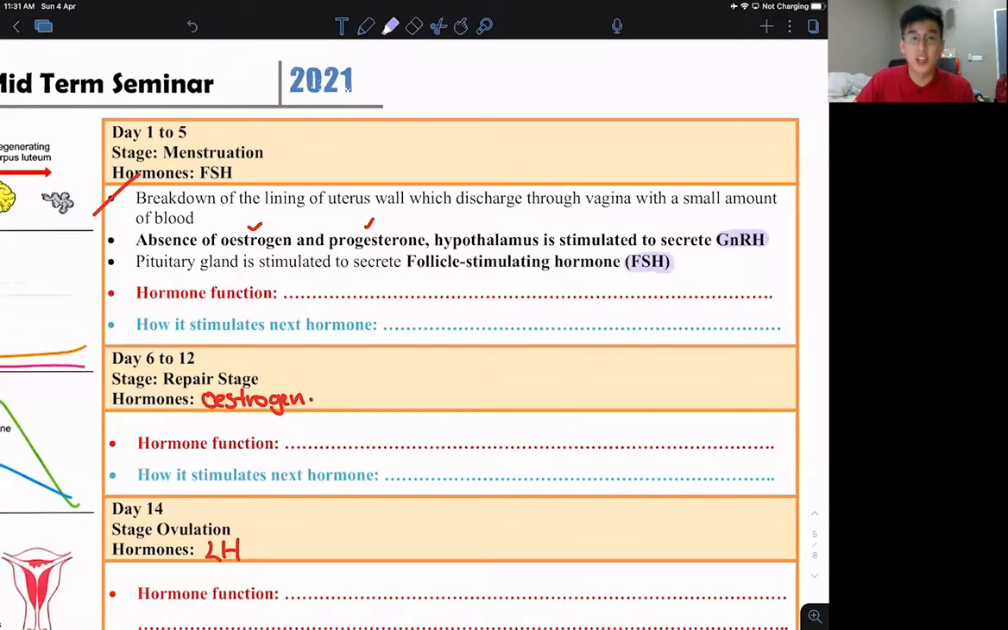So now you have to state the function of FSH. Write it again yourself. Just now we already wrote one in front. You just have to say FSH stimulates the development of follicles. And how does it stimulate the next hormone? FSH will basically stimulate follicles to secrete estrogen.